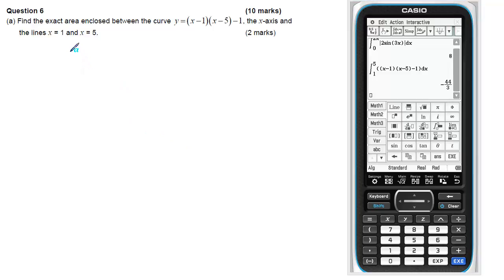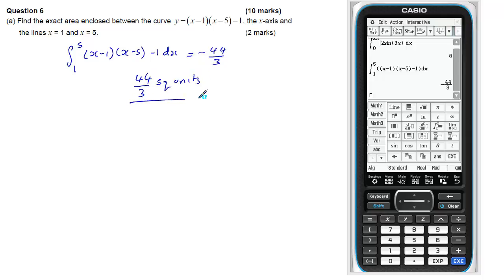So I'm going to write down the integral that I've done, 1 to 5, (x - 1)(x - 5) take away 1, and that gives me negative 44 over 3. So therefore I know 44 over 3 square units is what we want. The negative is just because it's below.